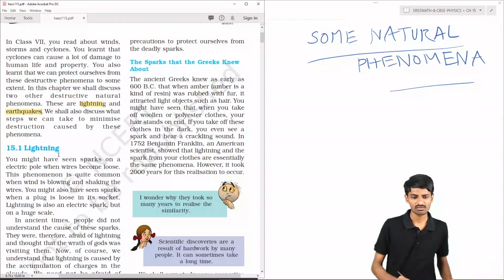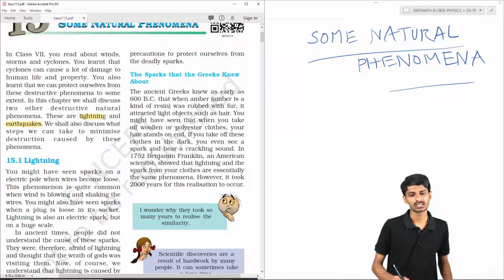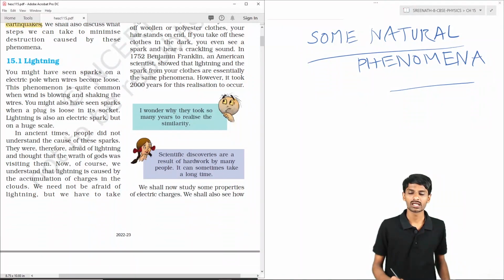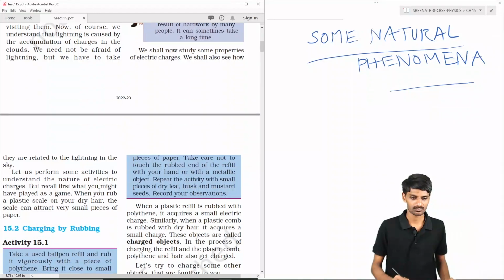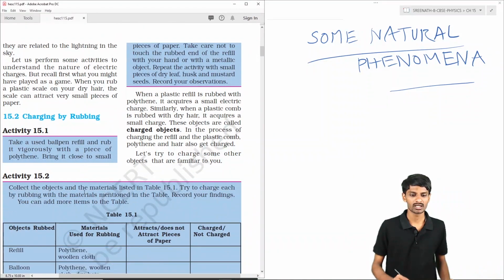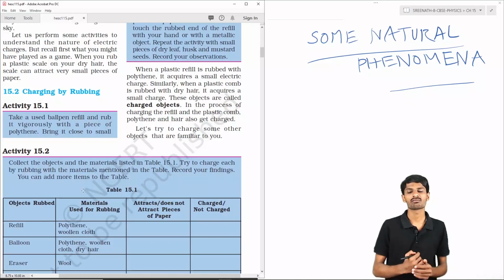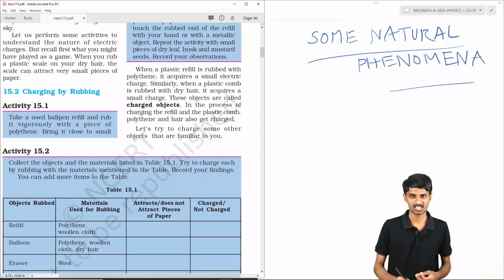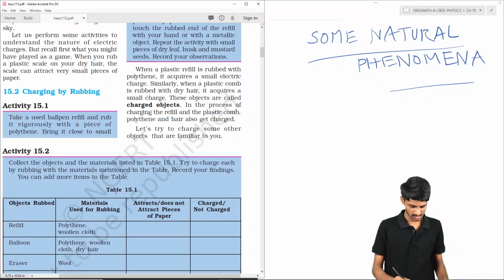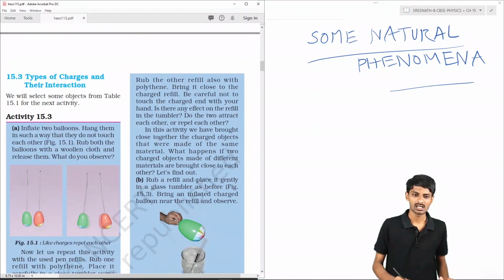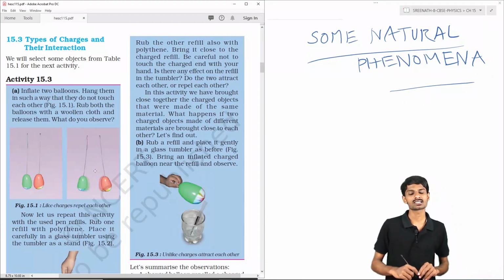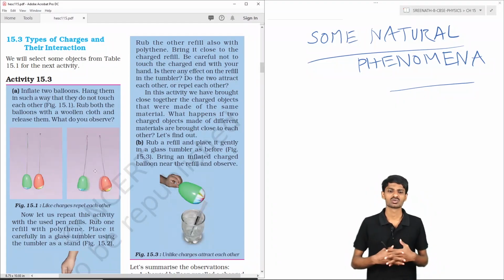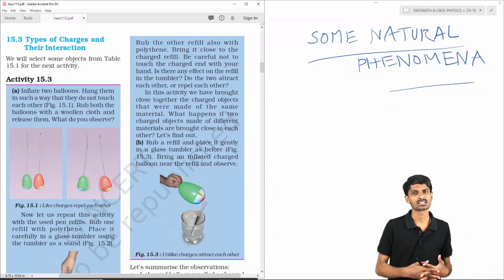Okay, now the first thing is lightning. In that, the sparks that the Greeks knew about: what they knew and at what time they knew it. The next thing is charging by rubbing. By the method of rubbing, can we get charged bodies? Yes, students. The next thing is types of charges and their interactions. How many types of charges are there and what is their interaction?